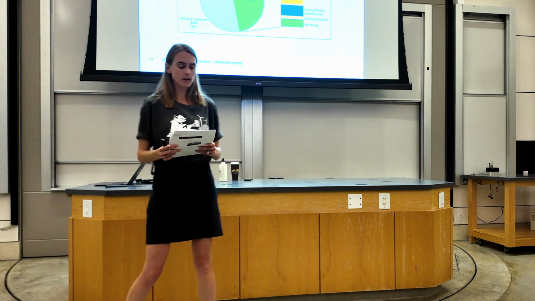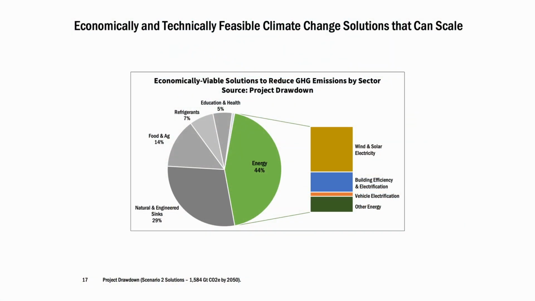climate solution. So this is the chart that depicts a scenario from Project Drawdown of how we can tackle climate emissions using economically viable solutions. And you can see energy solutions, and in particular wind and solar electricity, energy efficiency, play a really big role in driving solutions towards a low carbon future.